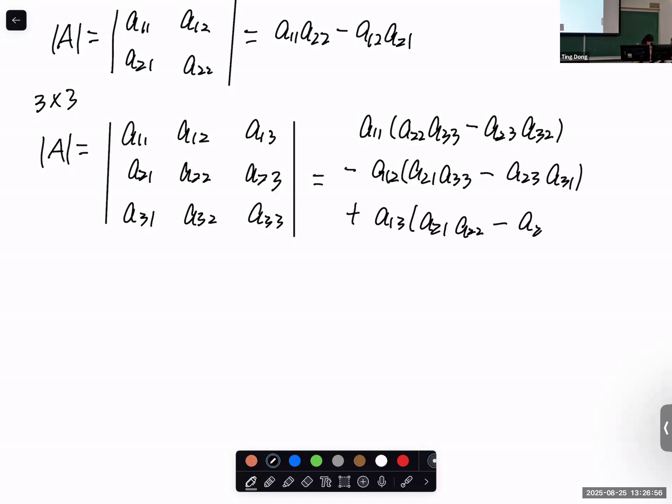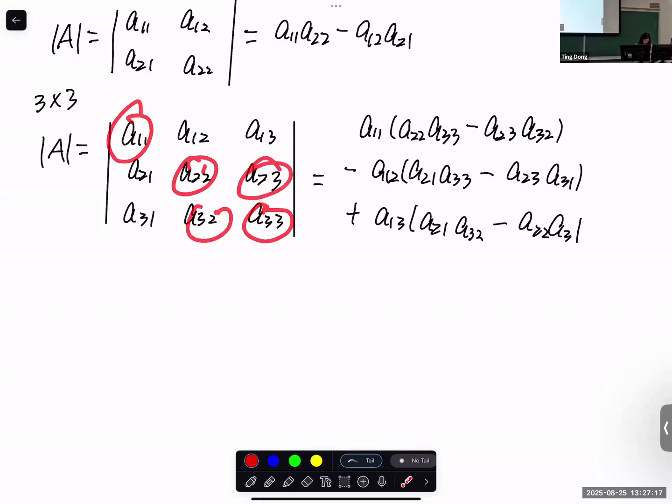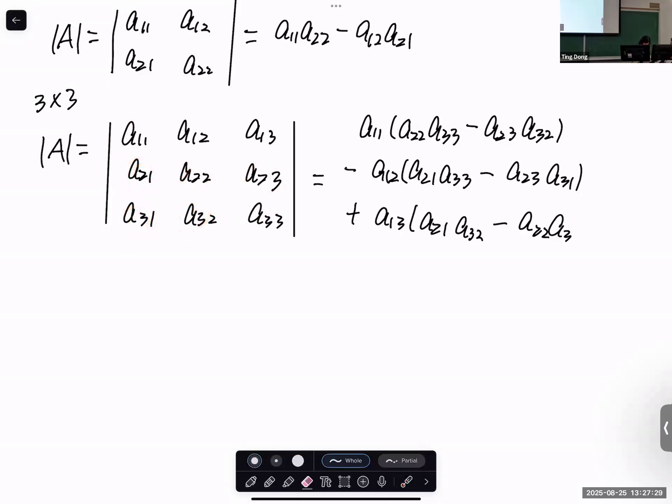Oh, there's something wrong. No. This one times this one, 3, 2. And 2, 2, 3, 1. Let me double check. 2, 3, 3, 2 minus 2, 1, 3, 3, 2, 3, 3, 1. 2, 1, 3, 2, 2, 2, 3. Yes, okay, yeah, this is the correct form.